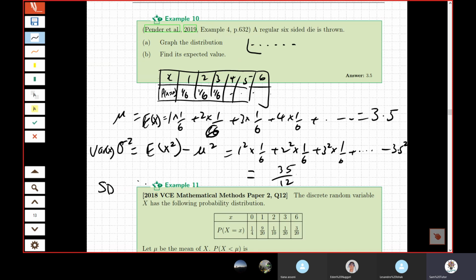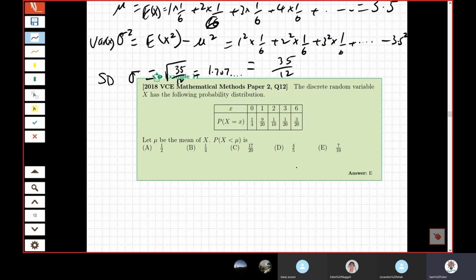Your standard deviation, which is just sigma, equals the square root of this. 1.707, whatever. Okay, any questions? All right.